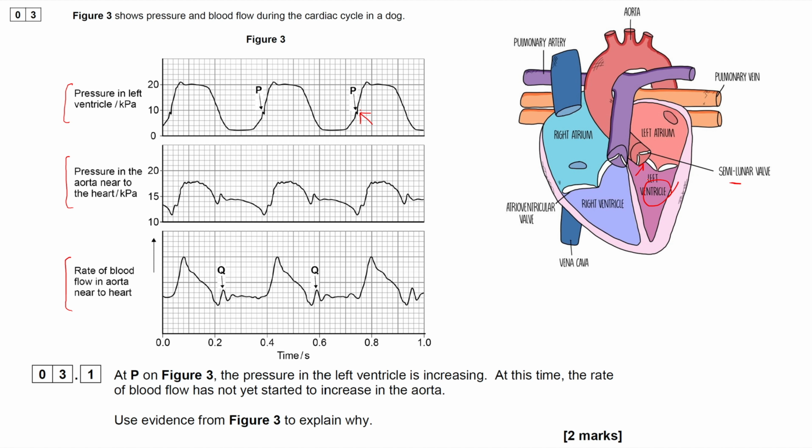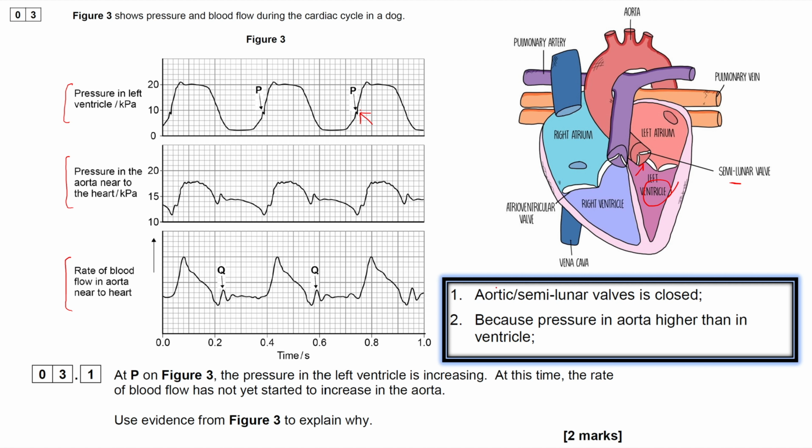So when the pressure in the left ventricle increases, that forces the semilunar valve to open. So obviously the valve will open only when enough pressure has been generated in the left ventricle to open the semilunar valve. So your answer should include these 2 points. Number 1, aortic or semilunar valve is closed, and number 2, because pressure in aorta higher than in ventricle.